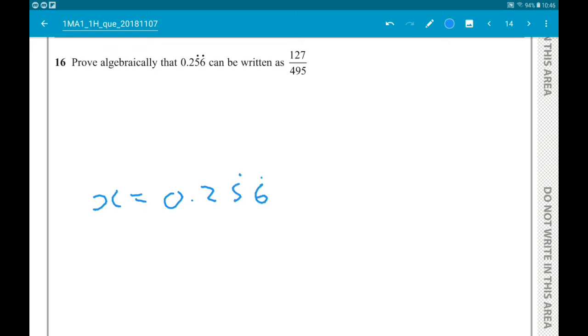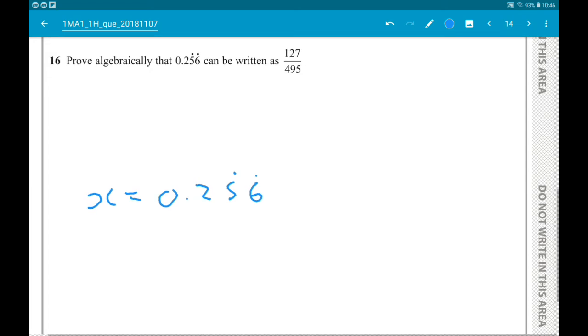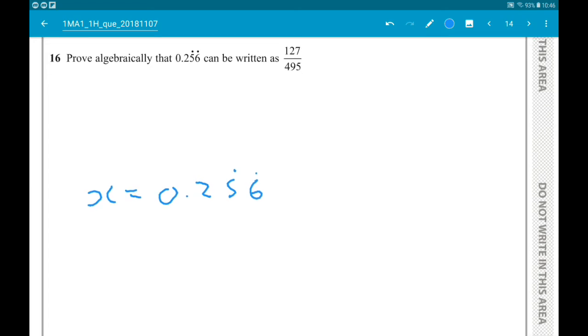Now the first thing that we need is a number with a purely recurring decimal. So at the moment this isn't purely recurring because the 2 is not in the pattern. This means 0.2565656 forever. So the first thing we're going to do is multiply through by 10. So we're going to get 10x is 2.56 recurring.